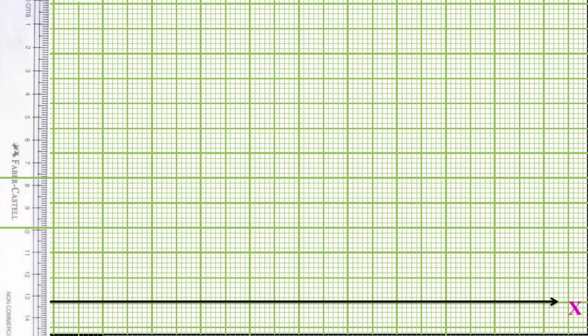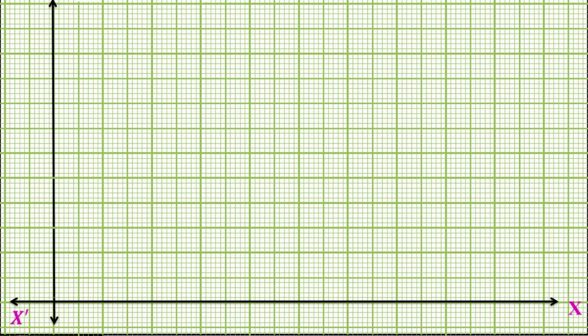Now draw a horizontal line, the x-axis, and mark x and x dash. Draw a vertical line, that is the y-axis, and mark y and y dash. Both lines intersect at point O, that is the origin. Now mark the side of the square on the x-axis and the perimeter of the square on the y-axis.